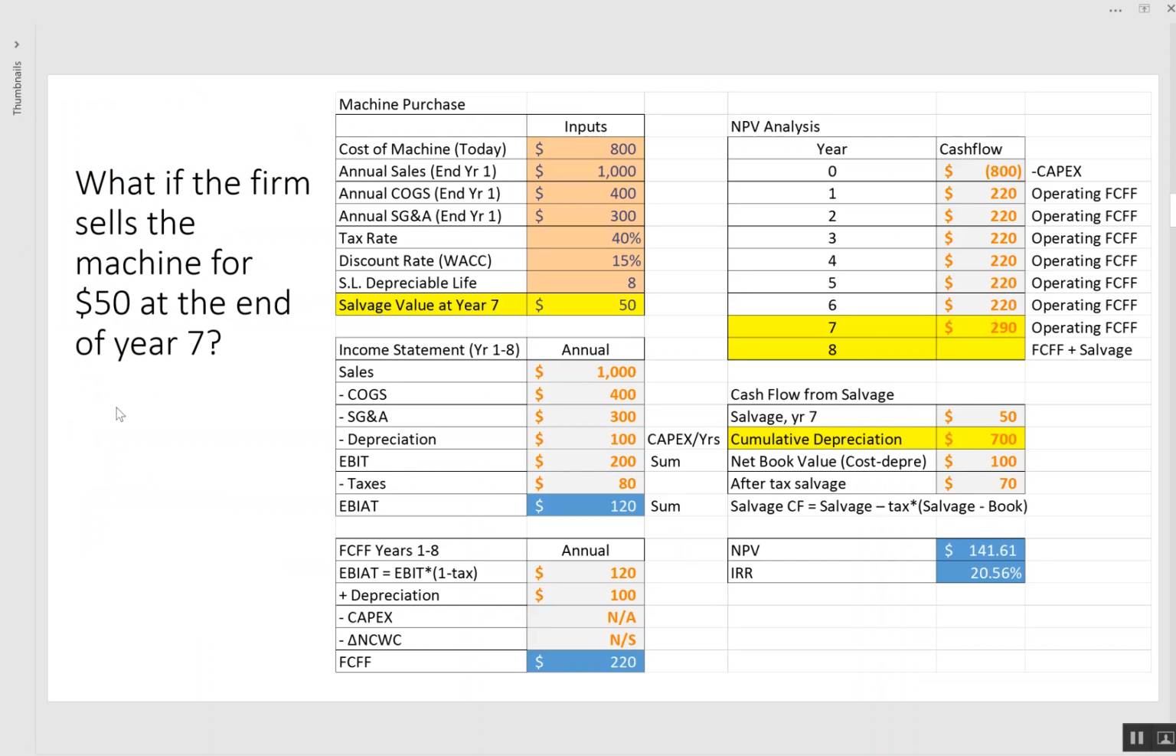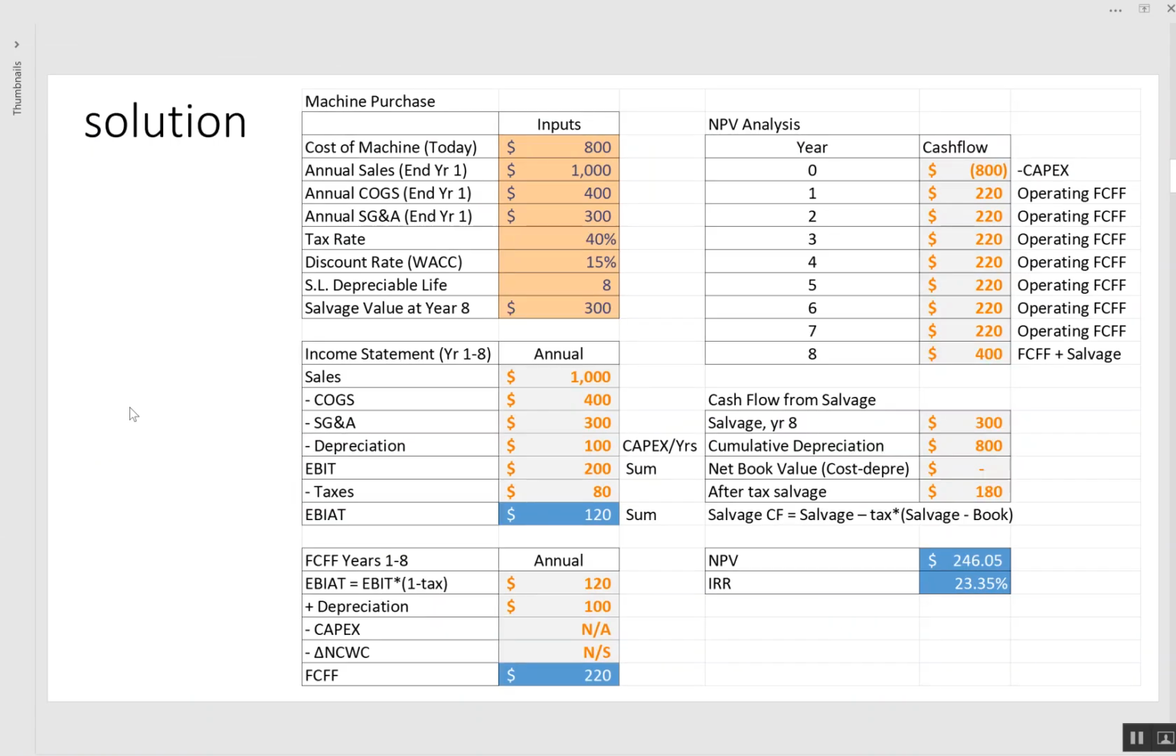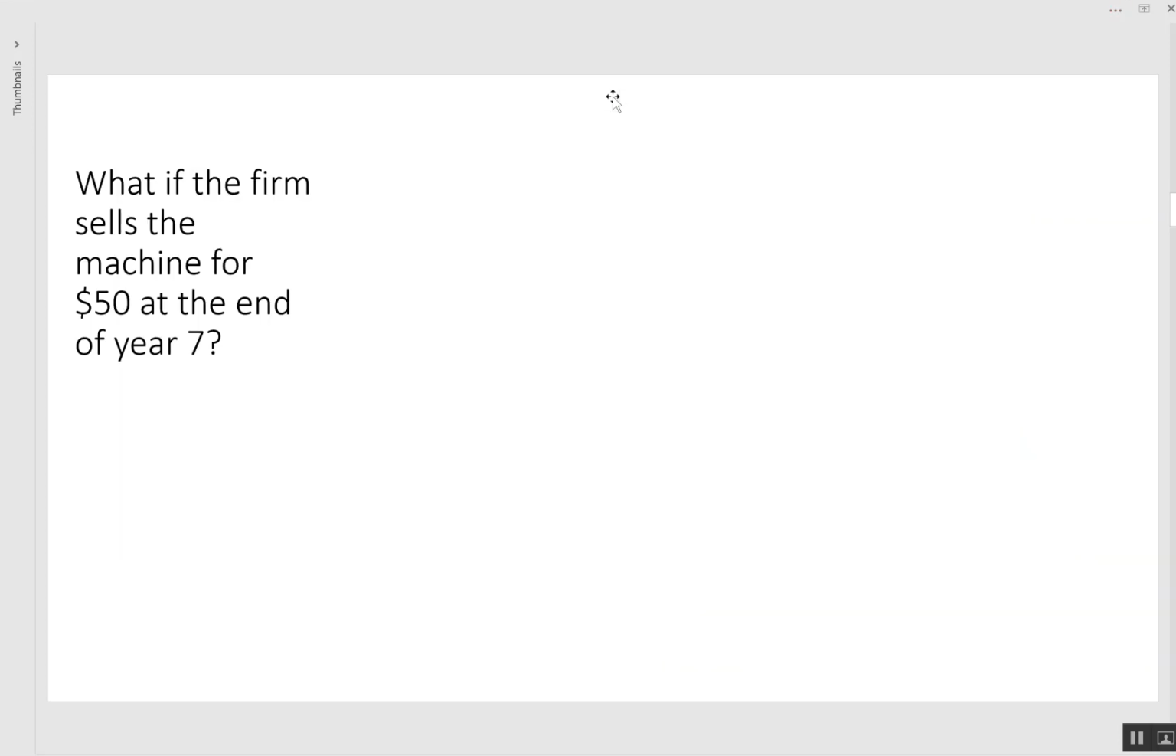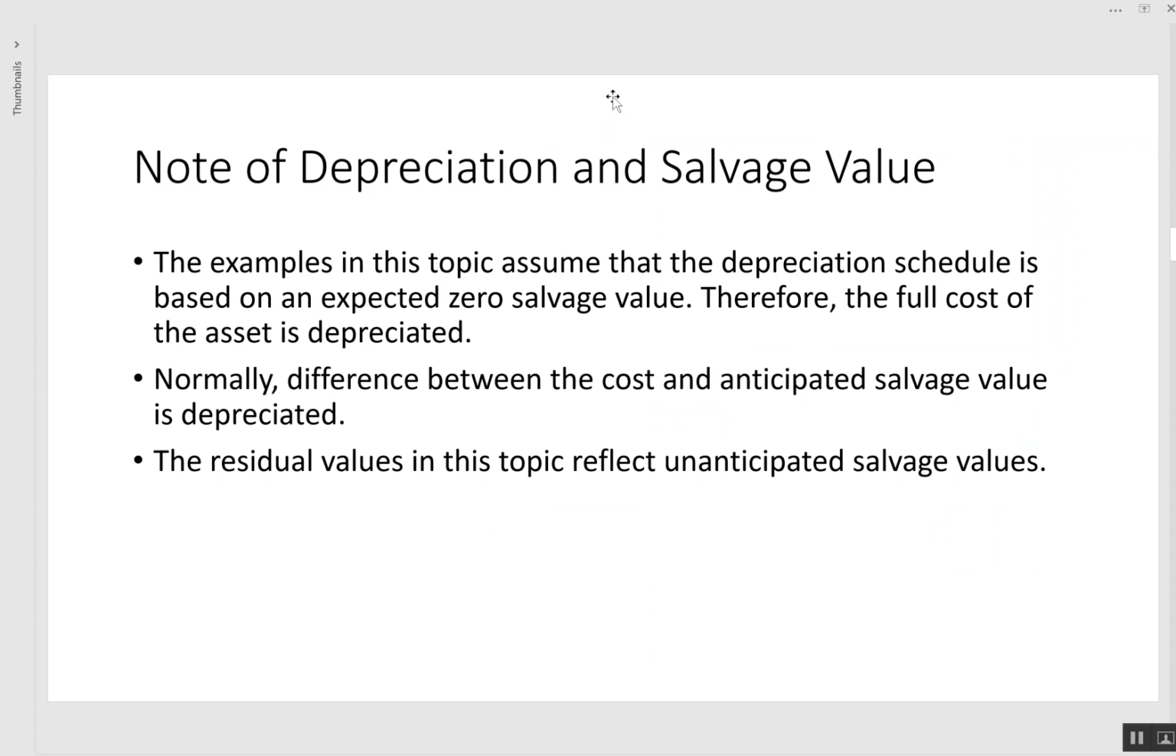So this is a traditional way of calculating an NPV and IRR of a project that has both revenue and cost, and also a depreciable asset. And again, I just want to note that in reality, we should be depreciating the difference between the asset's cost and its residual or resale value. However, in this course, and in the textbook that we're using, and most traditional finance textbooks, we'll generally depreciate the entire value.